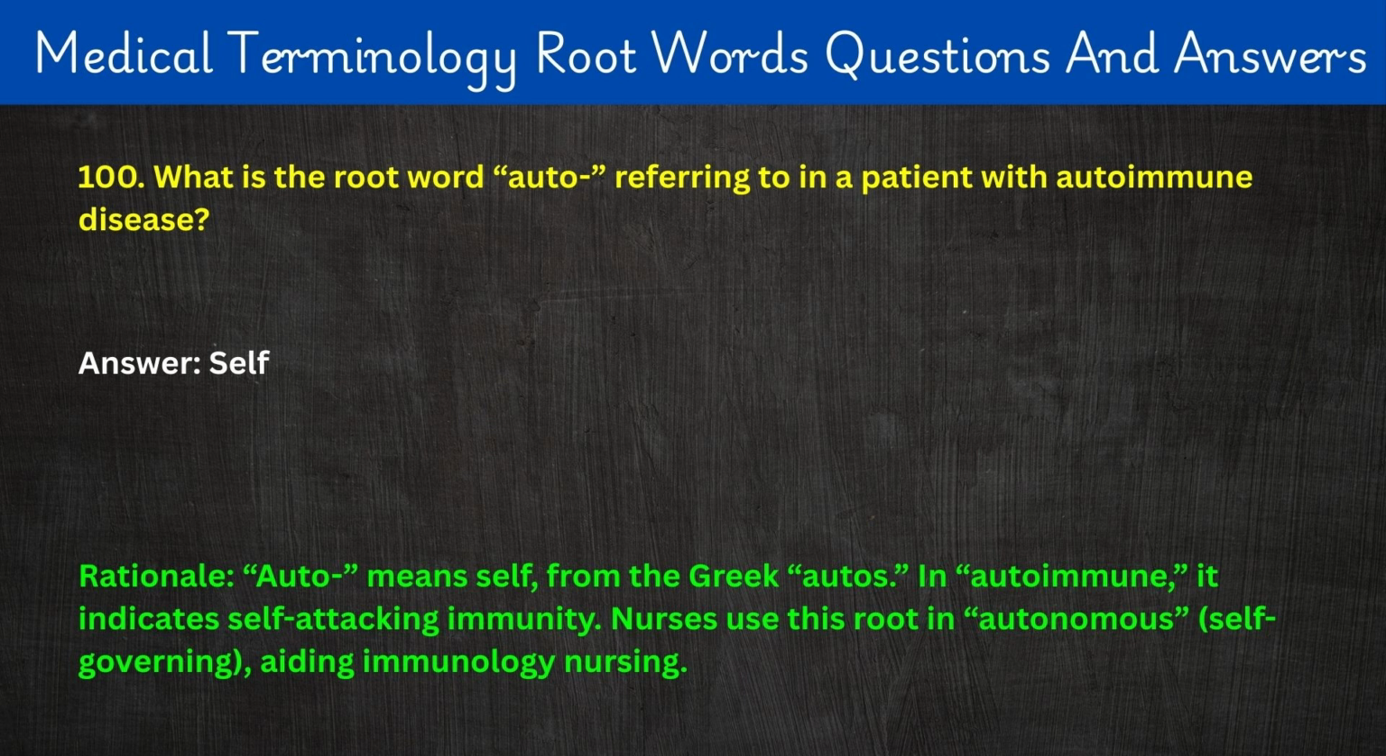100. What is the root word auto- referring to in a patient with autoimmune disease? Answer: self. Rationale: Auto- means self, from the Greek autos. In autoimmune, it indicates self-attacking immunity. Nurses use this root in autonomous, self-governing, aiding immunology nursing.